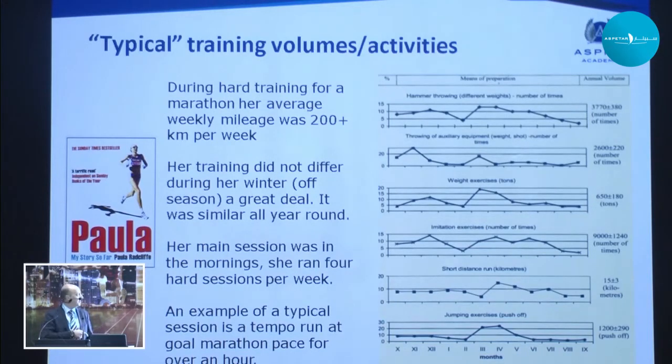Maybe it's not appropriate. These are reported training loads for throwers, hammer throwers: 3,770 throws with different implements of hammer, throwing different implements of auxiliary equipment, weight training exercises, about 650 tons, imitation exercises, some running, some jumping. So the training content is completely different. They're doing athletics, it's a different world, okay? So let's accept that and move on.